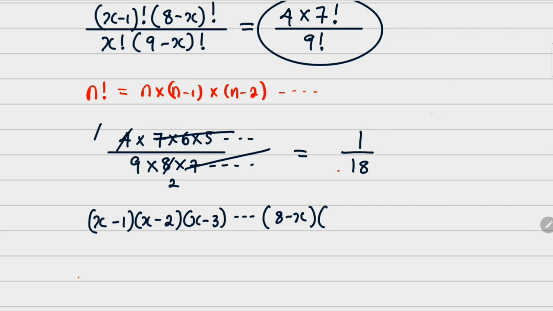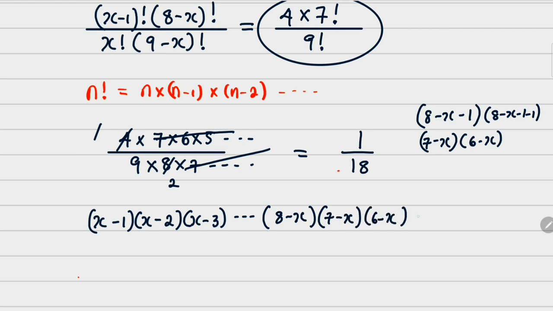Now let me show you. The next one is going to be 8 minus x, then minus 1. Then followed by 8 minus x minus 1 minus 1. Now if you check, the number is going to be reducing. This is going to be 7 minus x. Then the next is going to be 6 minus x, and like that. So here I'm going to have 7 minus x, 6 minus x, 5 minus x, and it will continue to move on like that.